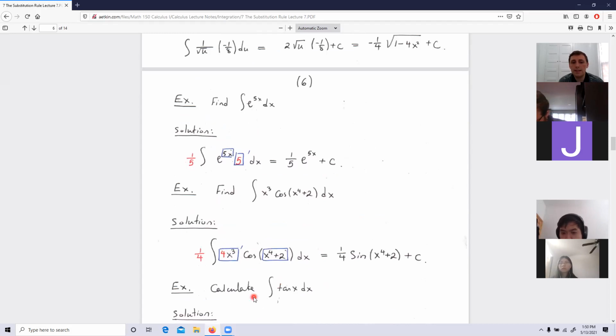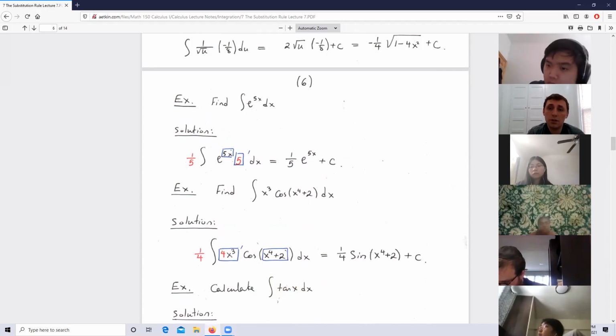Now, this one is slightly more complicated, maybe. Guys, can you figure out the integral of tangent x? My suggestion, a small hint, is remember the tangent is sine over cosine. That will help. Tangent is sine over cosine. Figure the integral of tangent.